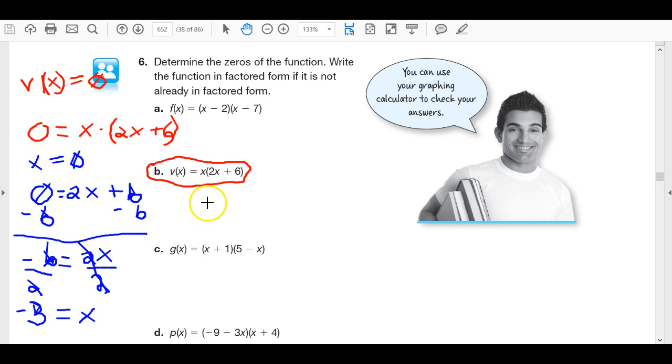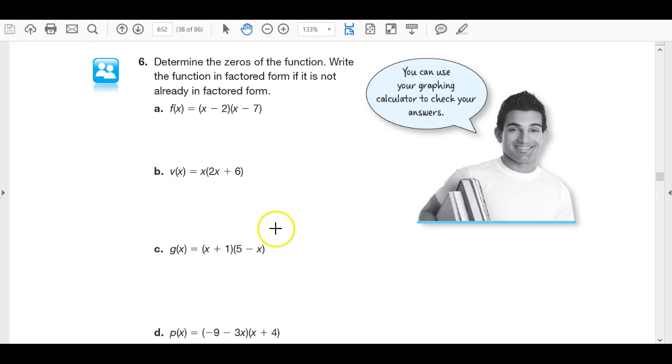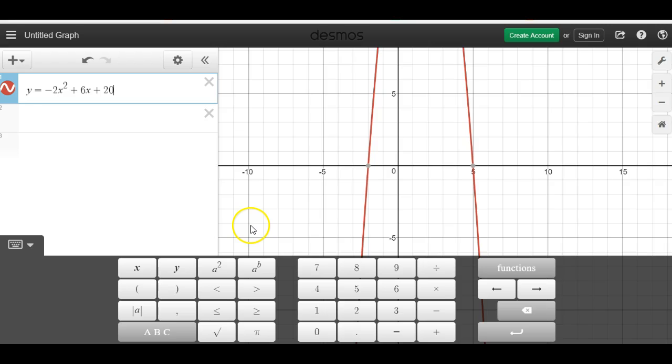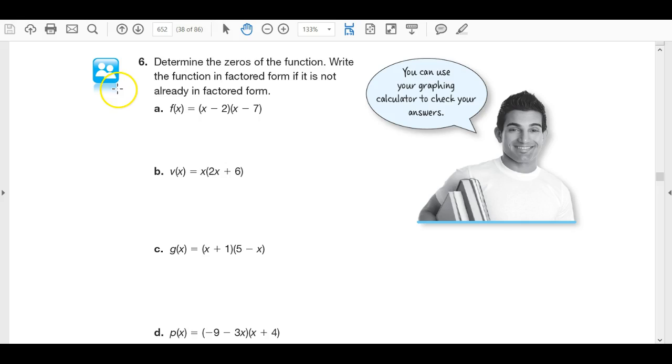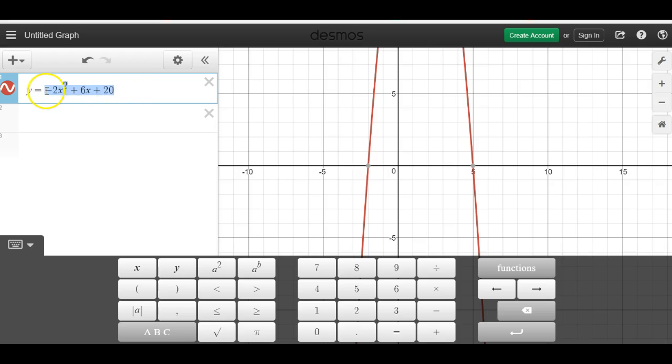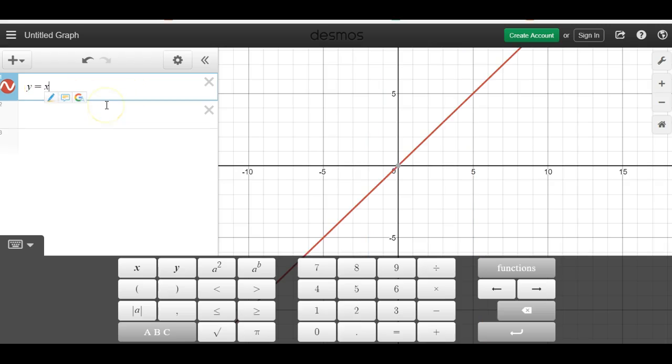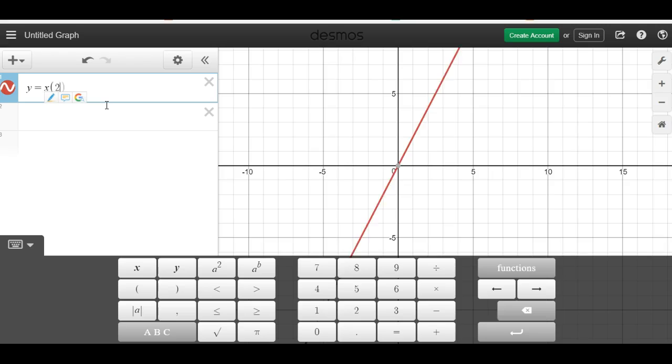And to prove it, let's try graphing. So this was x times 2x plus 6. Here we go, x times 2x plus 6. And there we have it. We have a 0 at 0, and we have a 0 at negative 3.